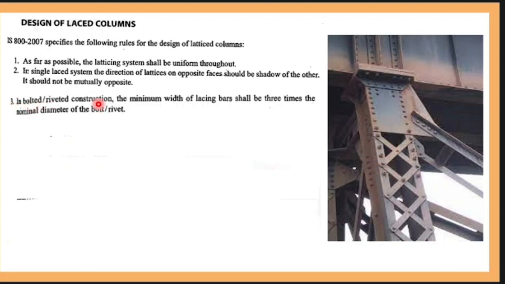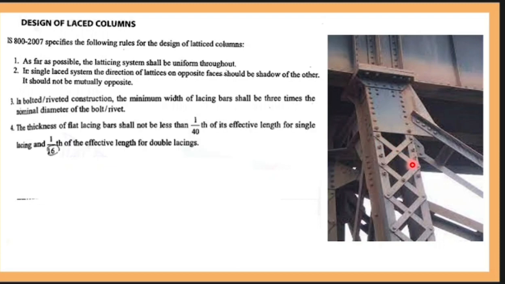In bolted or rivet construction, the minimum width of lacing bar shall be 3 times the diameter of the bolt. In this lacing, you will be having a bolt. Now for connecting this, they use bolts. If you are providing a 20 mm dia bolt, what does this third point say? The width of the lacing, this is the width. Width of the lacing should be 3 times the dia of the bolt. Now if you are assuming a 20 mm dia bolt, 20 into 3 will be 60. So your width of the lacing should be 60 mm minimum. You can provide more than that, but not less than 60 mm.